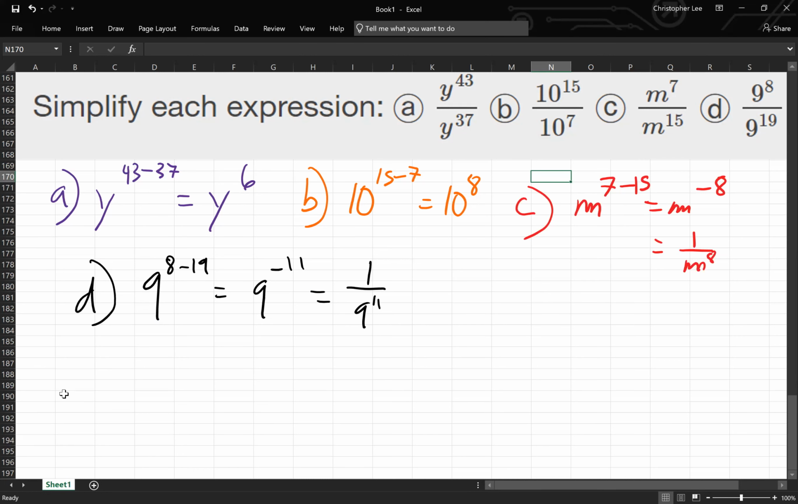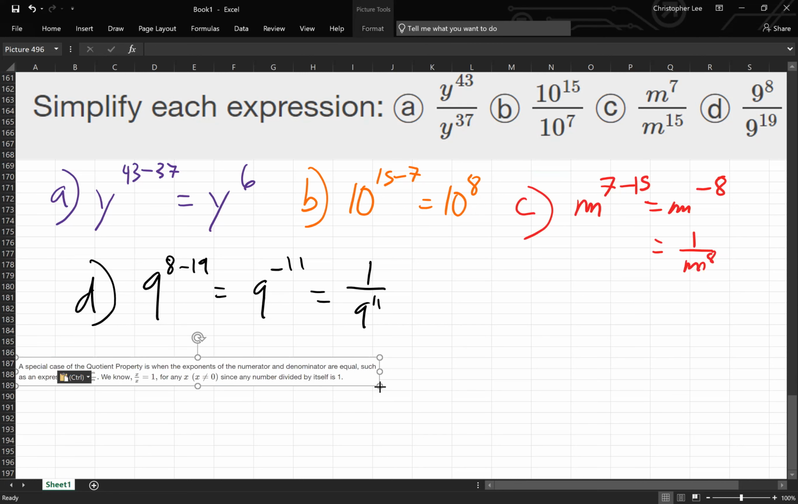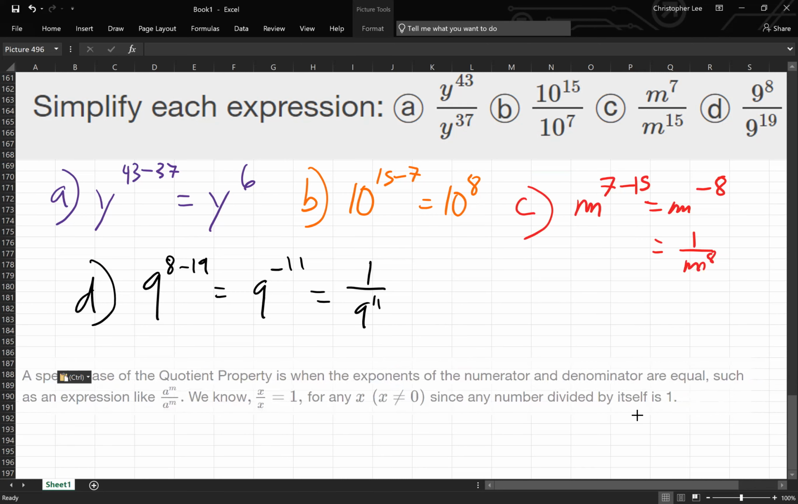All right, let's just make a little special note real quick. A special case of the quotient property is when the exponents of the numerator and denominator are equal. Such an expression like a to the m divided by a to the m, we know x divided by x is equal to 1, right? So for any x where x is not equal to 0, since any number divided by itself is 1. So long story short, when you have the same thing on top and bottom, it equals 1, right?